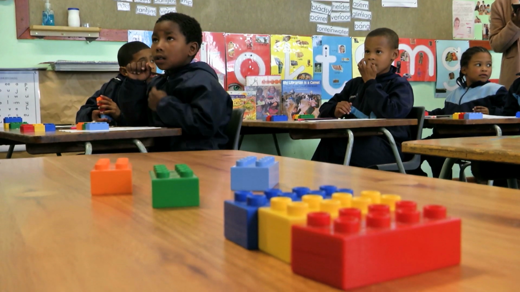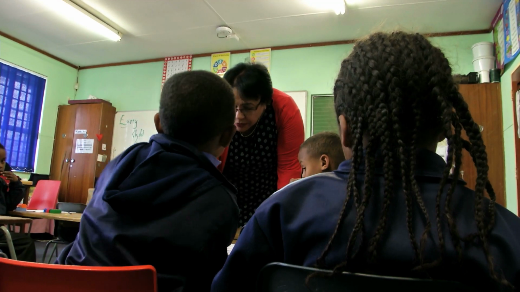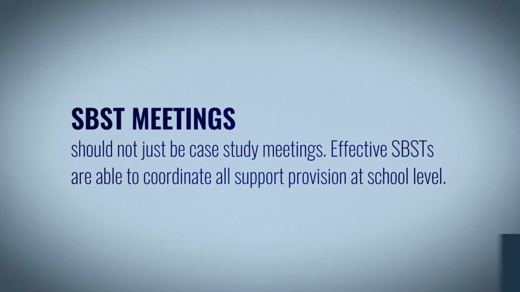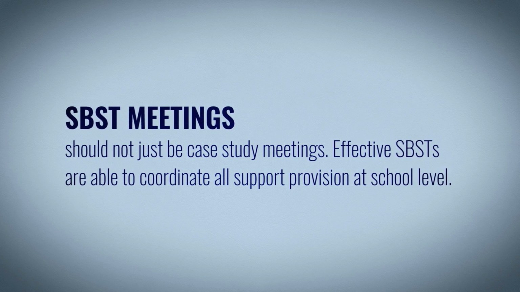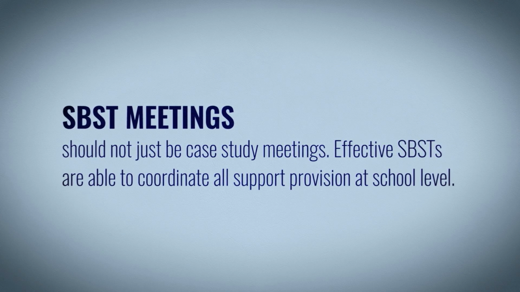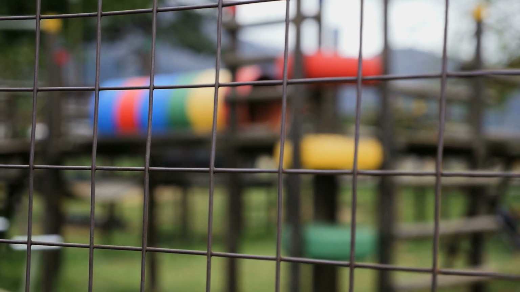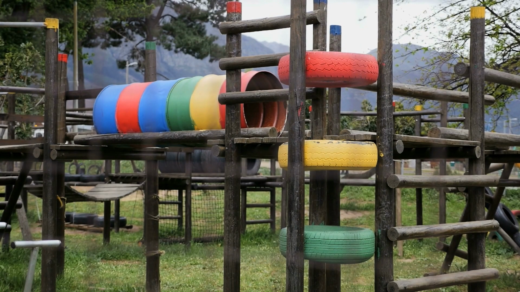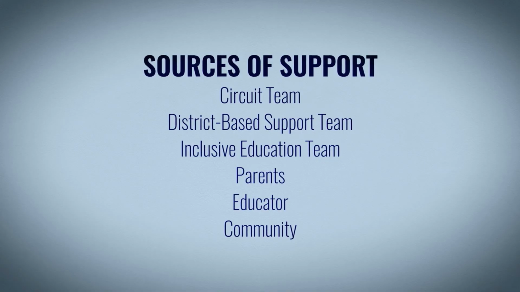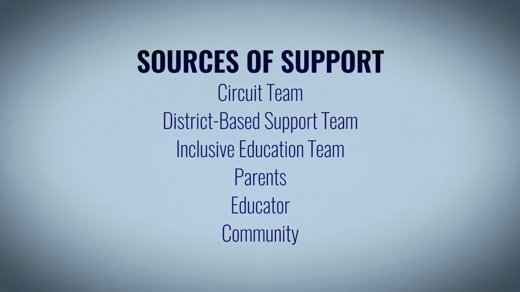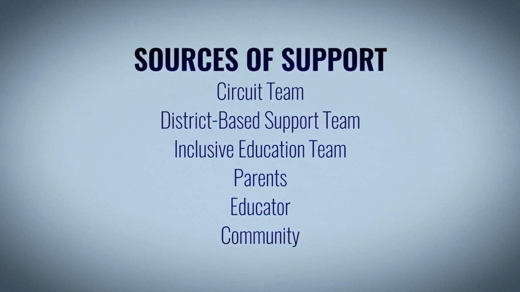It is important to mention that responding to individual learner support needs is only one of the functions of the SBST, albeit a very significant one. SBST meetings should not just be case study meetings. Effective SBSTs are able to coordinate all support provision at school level. It is not expected of schools to have all support measures in place at school level. There are various sources of support that can be accessed, such as circuit team, district-based support team, inclusive education team, parents, educator, and community. SMT are more than an admin team.